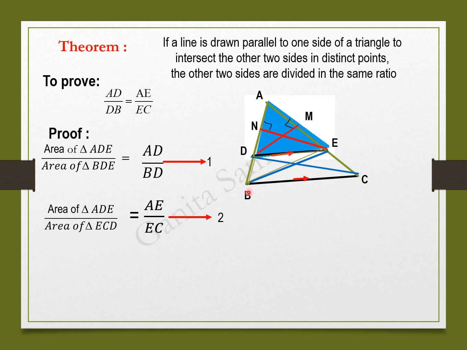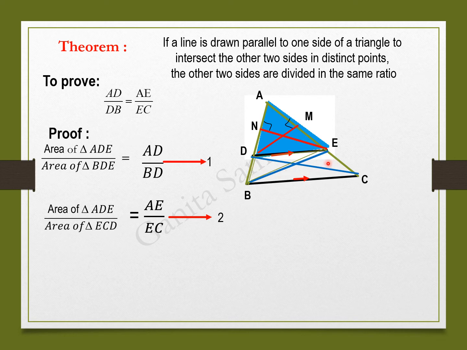Since EDB is an obtuse angle, it will be a perpendicular which lies above, which lies beyond this triangle, outside this triangle. That means it is the perpendicular distance between these two parallel lines. Same thing with this triangle DEC. Base is DE and height is the perpendicular distance between these two parallels. Hence the areas are equal.